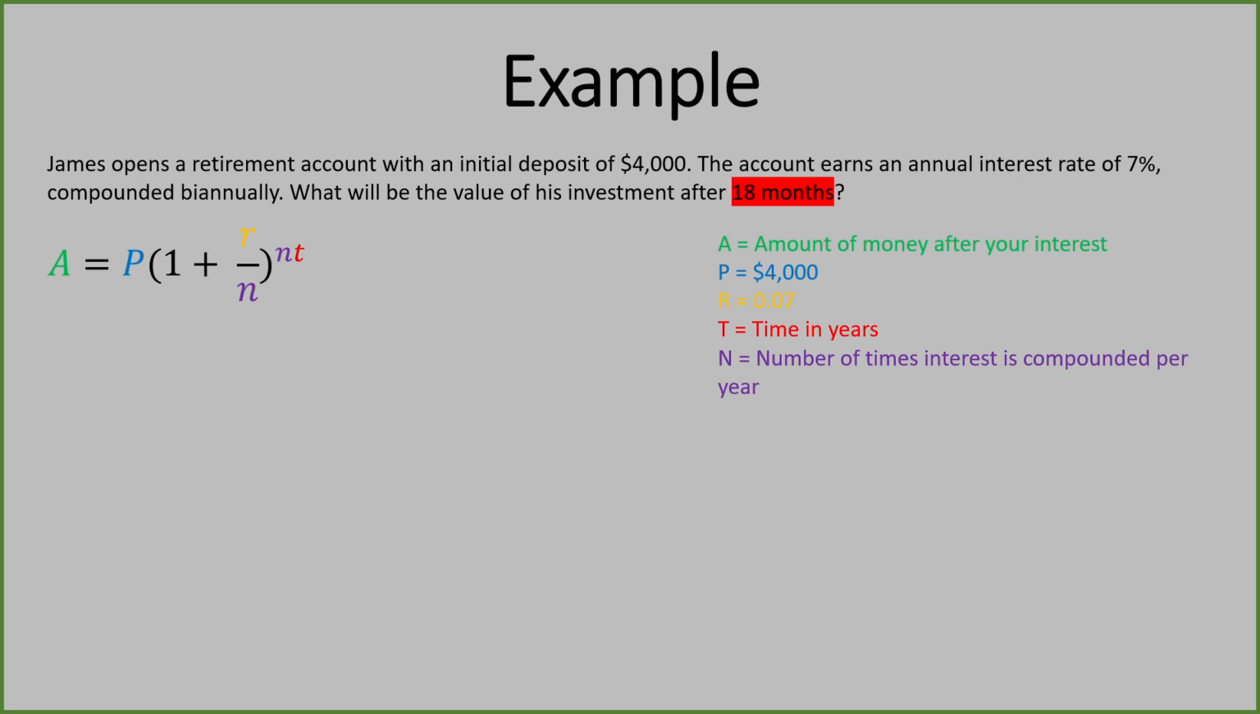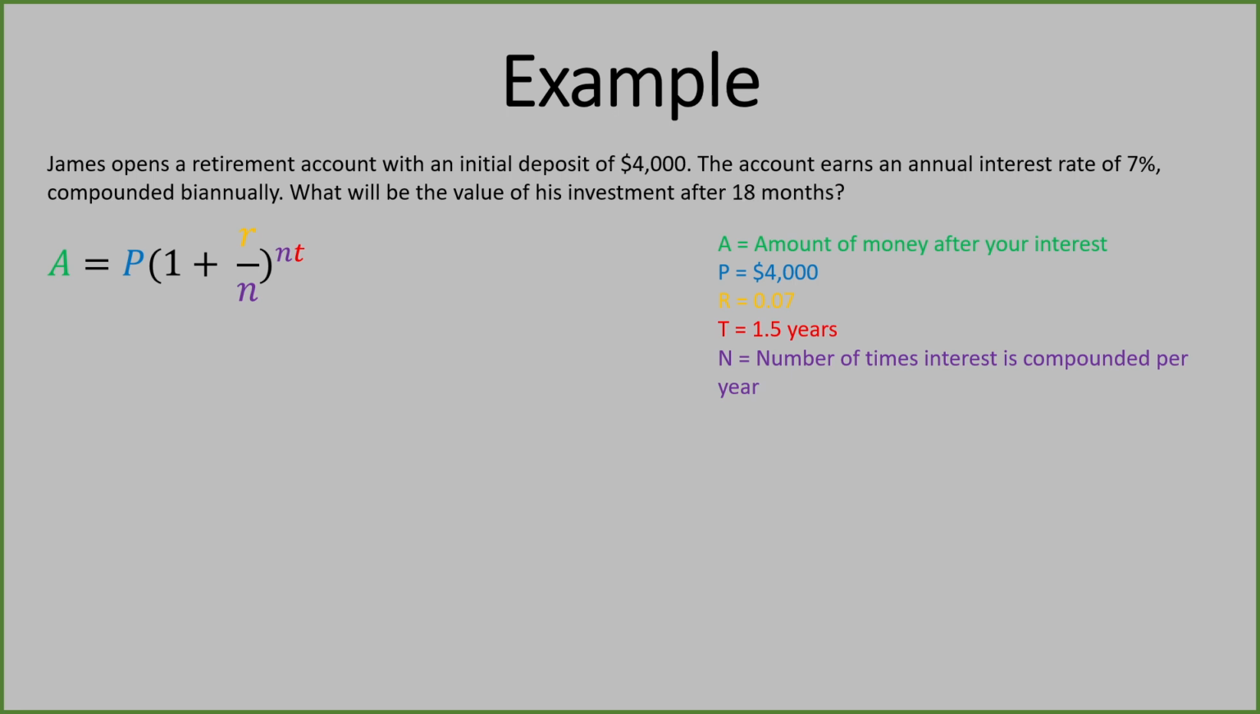Now, let's look for the time the deposit will be gathering interest for. The question says 18 months. But when we go to write that down for t, we have to remember that t has to be the time in years. So how do we convert 18 months to years? Well, 18 months is the same as 12 months plus 6 months. 12 months is a year, and 6 months is half a year. So together they make 1.5 years. That will be our t value.